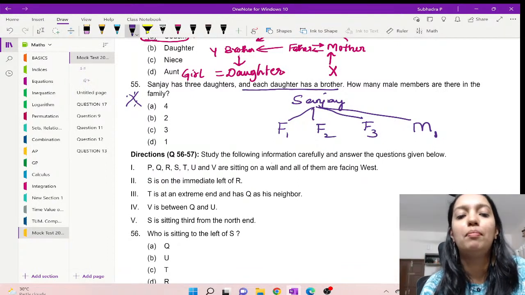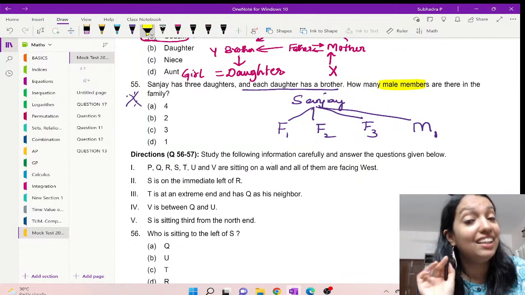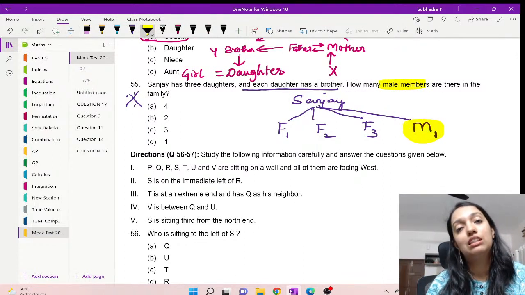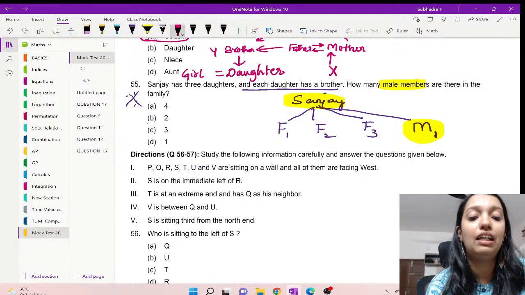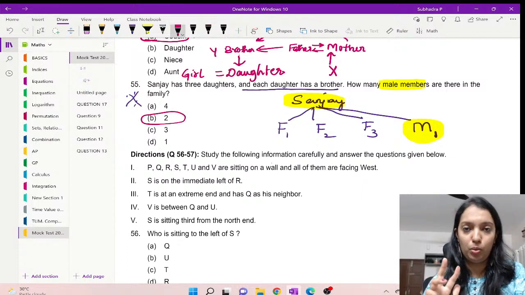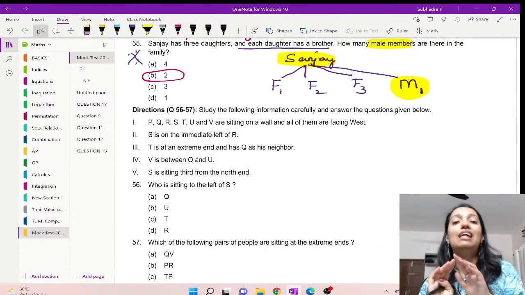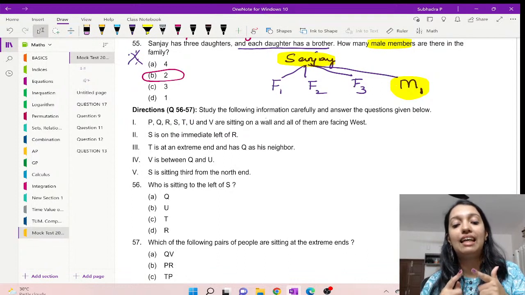So, how many male members are there in the family? Another mistake that students do: they will consider only this. Arey Baba, what did Sanjay become? Sanjay is also a male person. So the final answer for this question is option 2. There are 2 male persons. So we are done with blood relation questions. I am going ahead and starting with the next question.